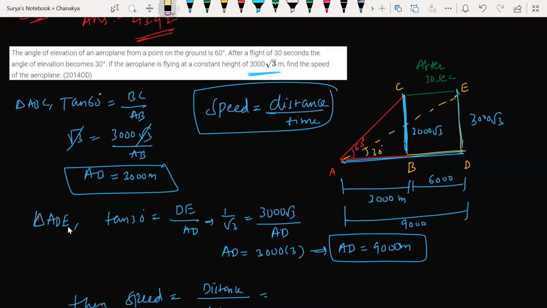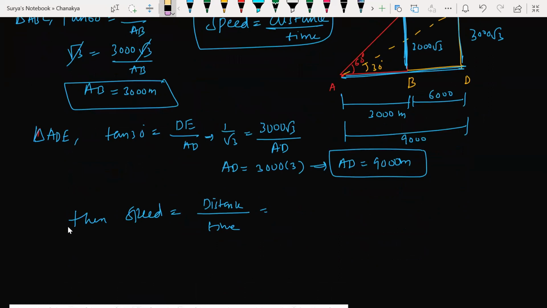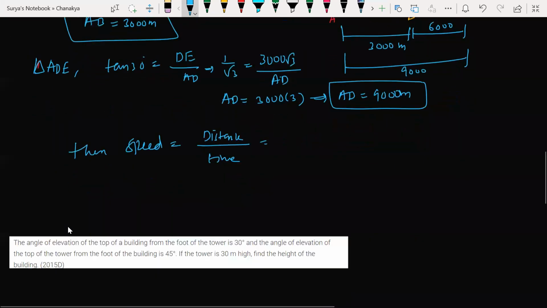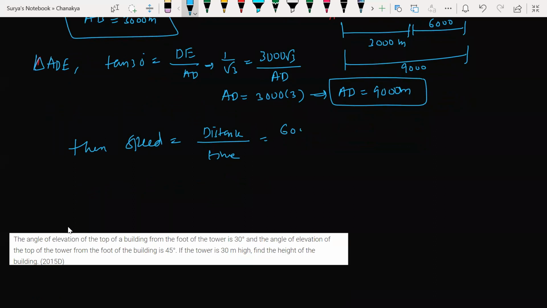So 6000. So BD is the distance. Are you getting my point? After reaching here, it is taking 30 seconds, right? From this to this, what was the speed of the flight? That is what he's asking. Am I right?